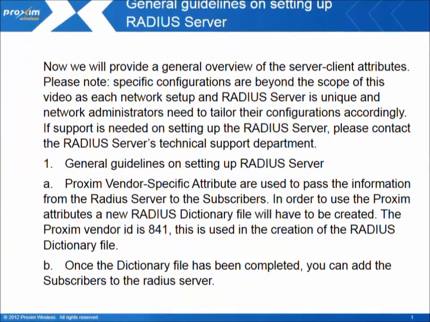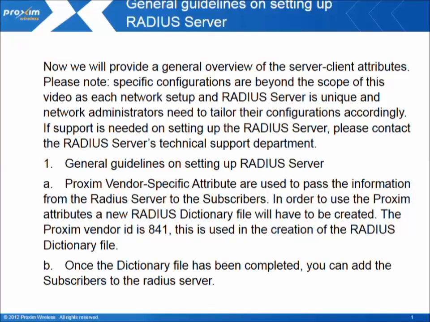Now we will provide a general overview of the server client attributes. Please note, special configurations are beyond the scope of this video, as each network setup in Radius server is unique and network administrators need to tailor their configurations accordingly. If support is needed on setting up the Radius server, please contact the Radius server technical support department. We will now cover the general guidelines on setting up Radius server.